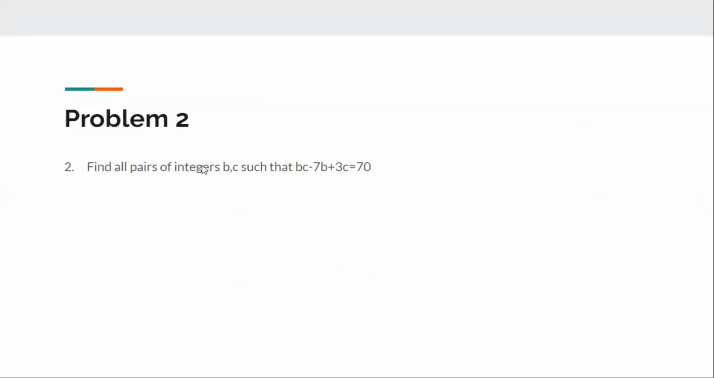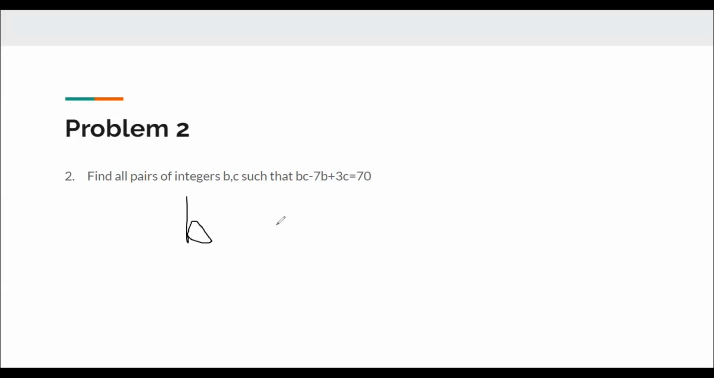Find out pairs of integers b, c such that bc minus 7b plus 3c is equal to 70. We can factor this using Simon's Favorite Factoring Trick. So you want to find the constants such that you get bc minus 7b plus 3c.